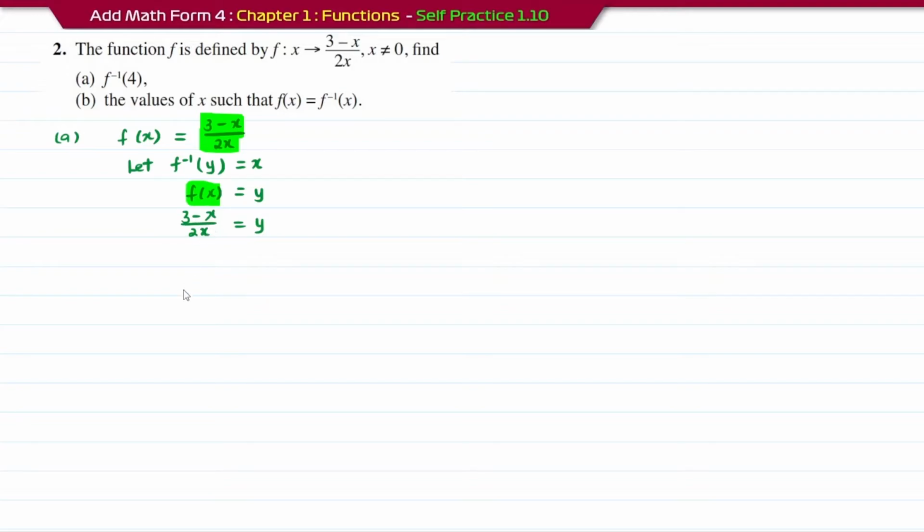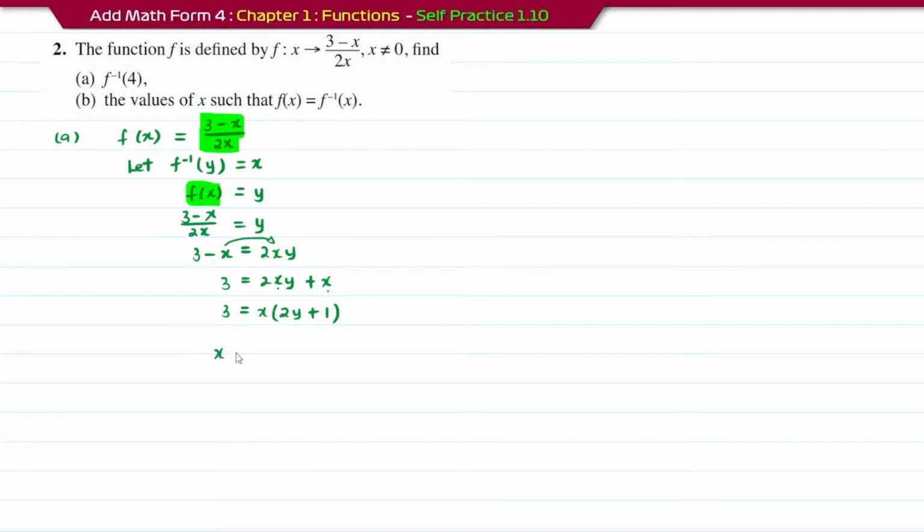Now we're going to let x become the subject of the formula. So move this 2x to the other side, so it will be 2x multiplied by y, which is 2xy. Now we want to collect the x on one side. So move this minus x to the right. So you're going to have 3 equal to 2xy plus x. On the right hand side, we can do the factorization because we have the common factor of x. So x brackets 2y plus 1.